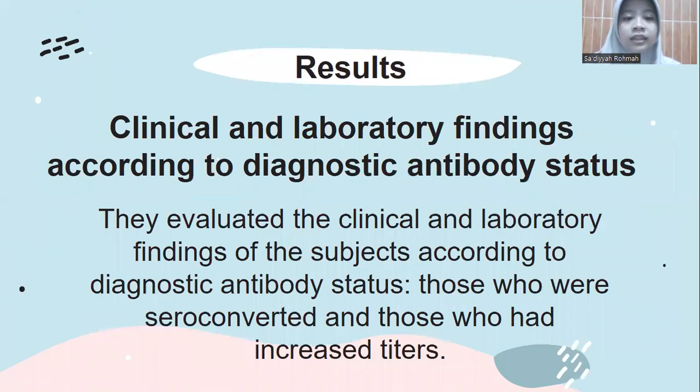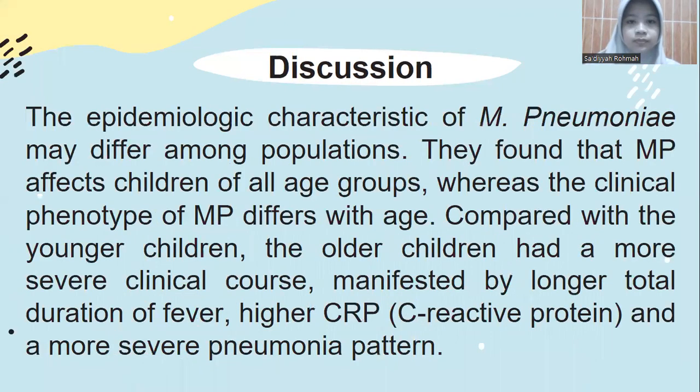Next is clinical and laboratory findings according to diagnostic antibody status. They evaluated the clinical and laboratory findings of this subject according to diagnostic antibody status: those who were seroconverted and those who had increased titers. There were no differences between the two groups in clinical and laboratory indices, except for platelet count.